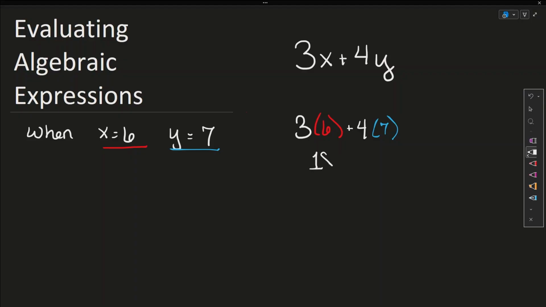3 times 6 is 18. 4 times 7 is 28. And 18 plus 28 is 46. The value of this expression is 46.